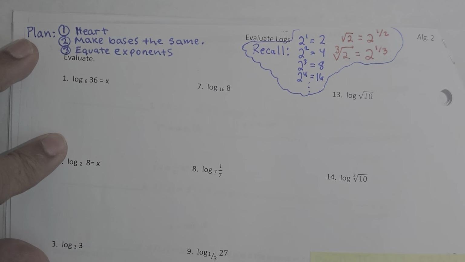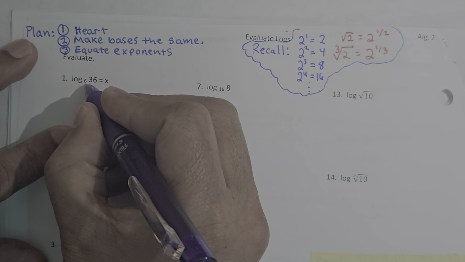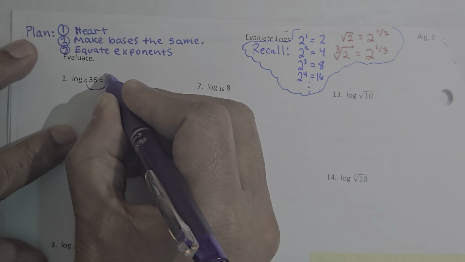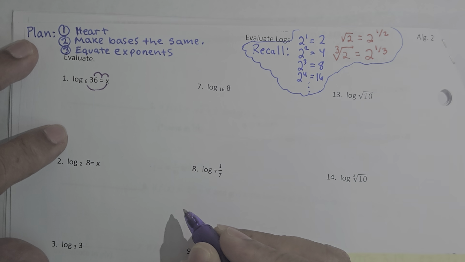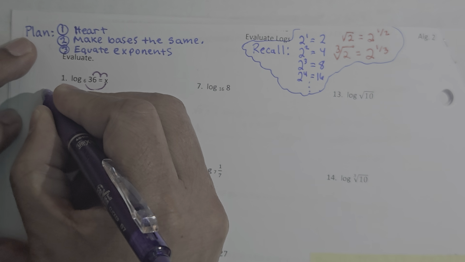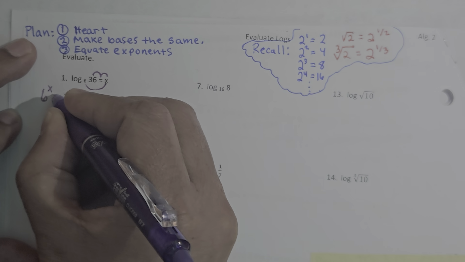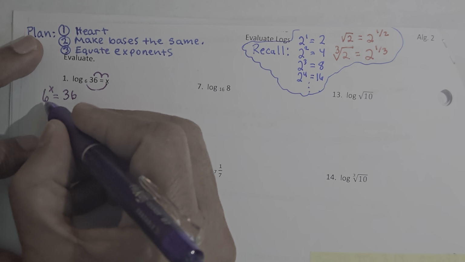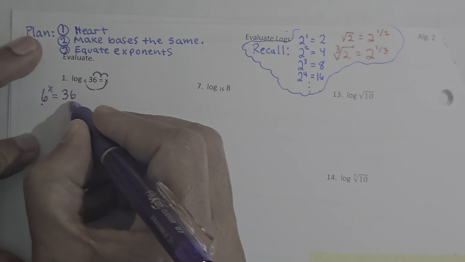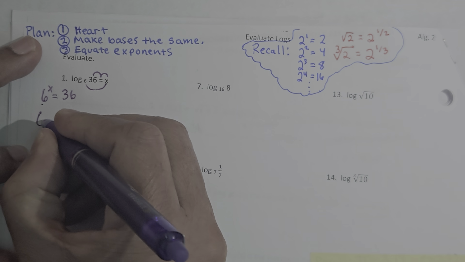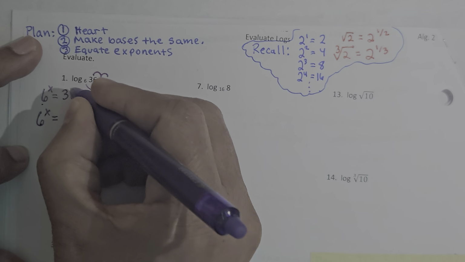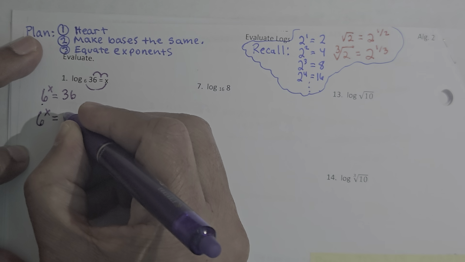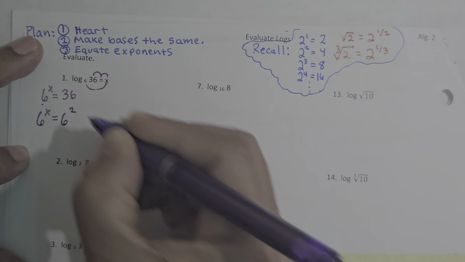So I'm going to evaluate the log. What we're going to do, following the heart method, is raise the base of this log to the power of x and set that equal to the number 36. Okay, so then this is 6 to the power of x is equal to 36. So the next thing we need to do is, since we have a base of 6 on this side, we need to get a base of 6 on this side. So then I'm going to write this as 6 to the power of x, and we know that 6 goes into 36 6 times, which means 36 is the same as 6 squared.